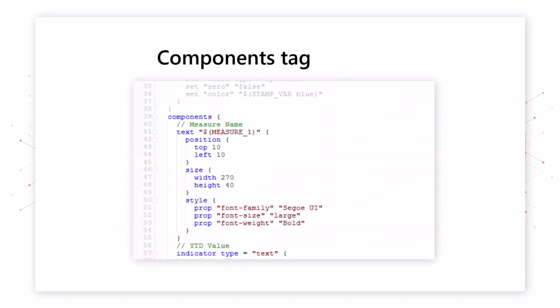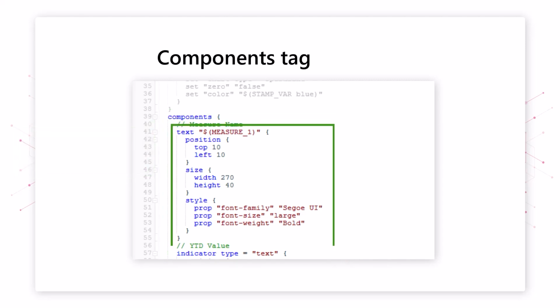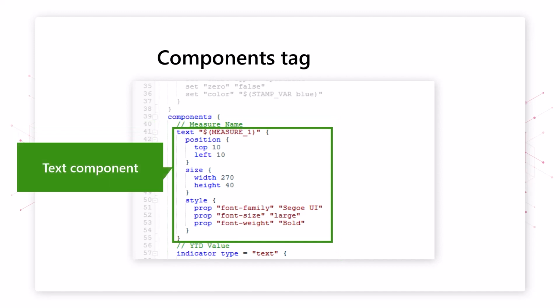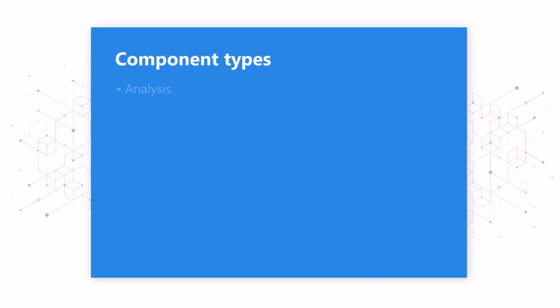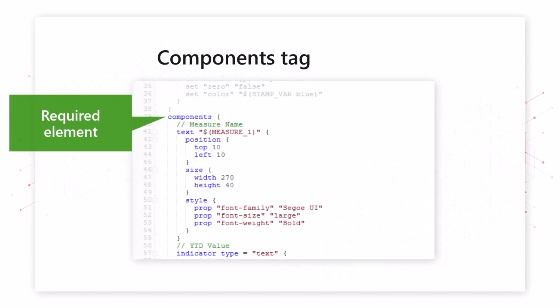The components tag is really the meat and potatoes of the stamp, because this is where you specify all of the portlets that will be in the stamp. Each component type has its own functionality, options, and limitations. The component types you can use in stamps include analysis, chart, HTML, indicator, image, matrix, measures, quick view, and text. This is a required tag.